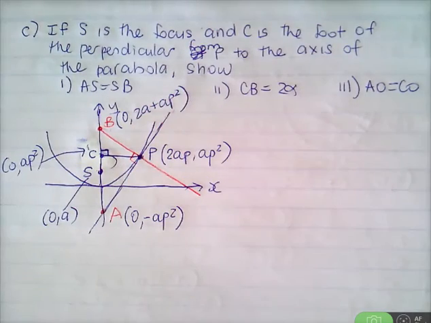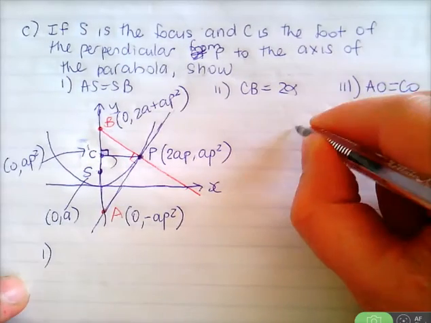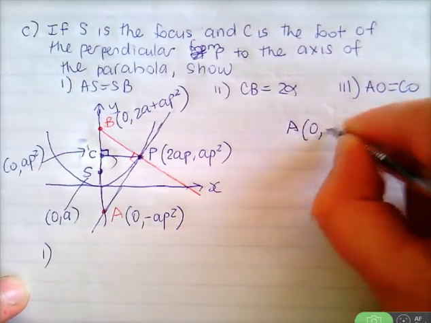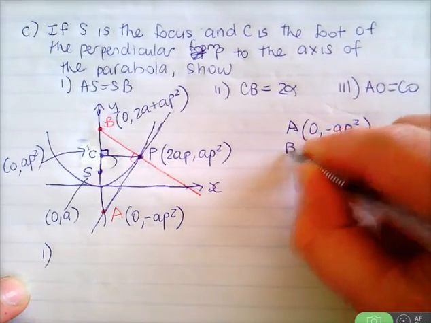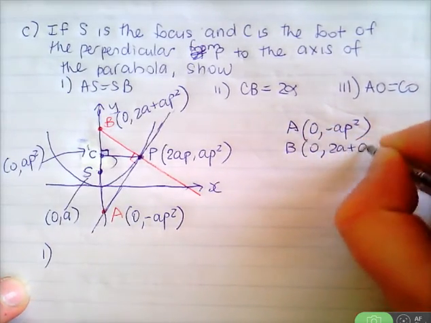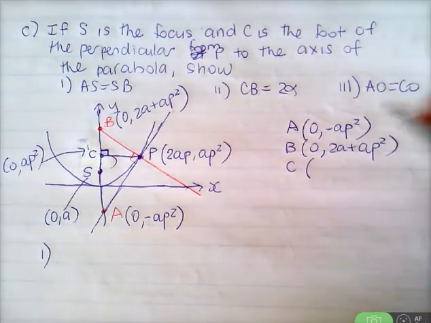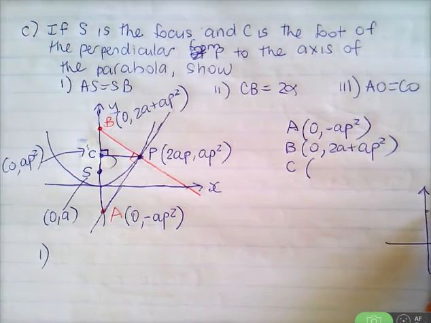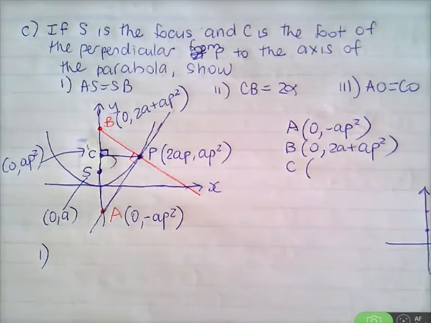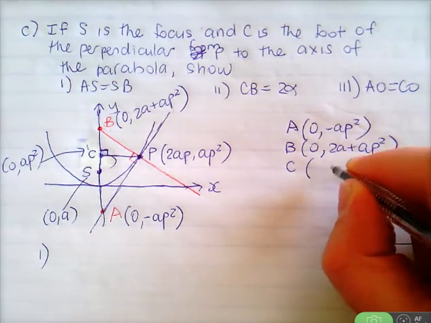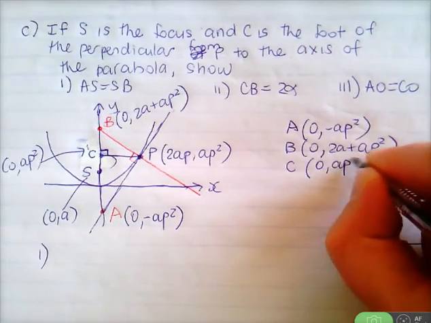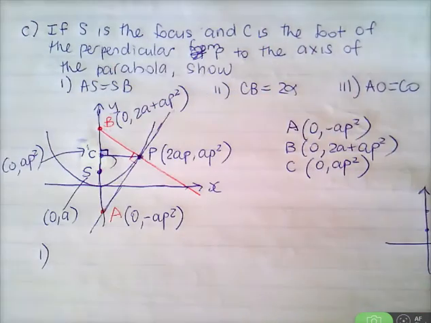Now, girls, all they're asking is for the distance. So I'm going to write down all the points here. A is 0 minus AP squared. B is 0, 2A plus AP squared. When they're up and down, if this is 5 and that's 3, would you tell me, Miss, I'm going to use the distance formula? You're going to say it's 2. Right, so save some time. Isn't it just the y values minus each other?